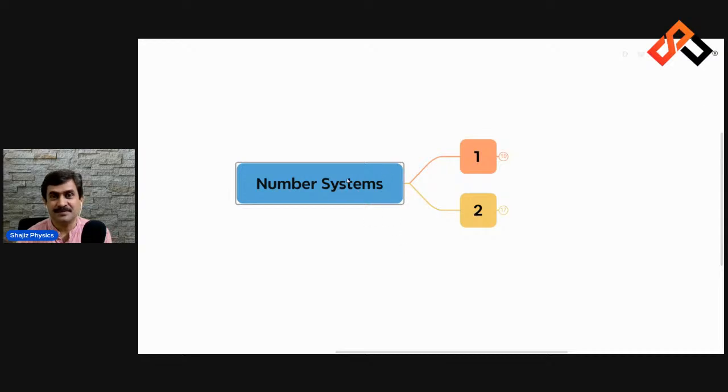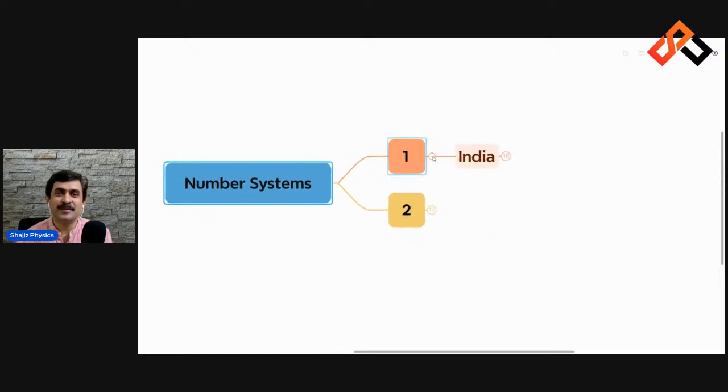So here, the number system. I wanted to discuss with you two types of number system: the one which we follow in India, and also the one which is followed by Western people, which is popular in the US and UK. Now, first we shall discuss the number system which is applicable in India.